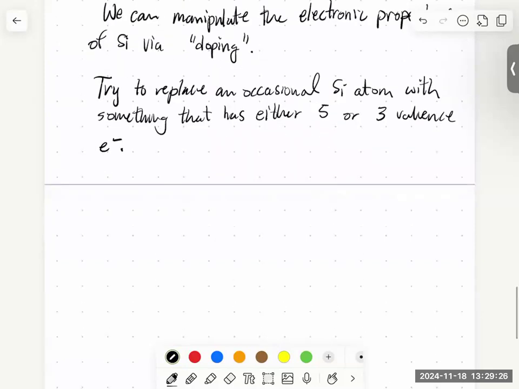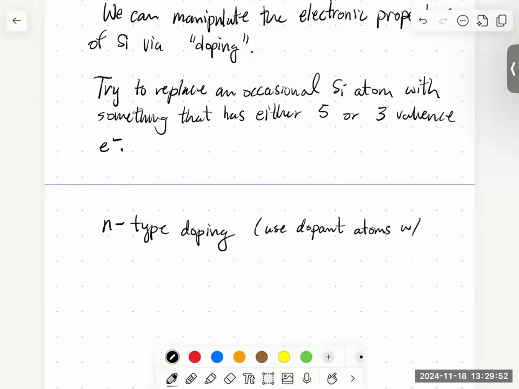So when we use something with 5 valence electrons, that's called N-type doping. It's called N-type because we're going to add an extra electron to our structure. And so that's like adding a negative charge carrier. So N is like negative charge. So we're going to use dopant atoms with 5 valence electrons.